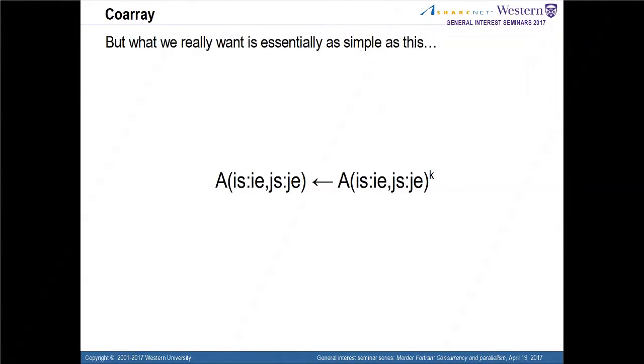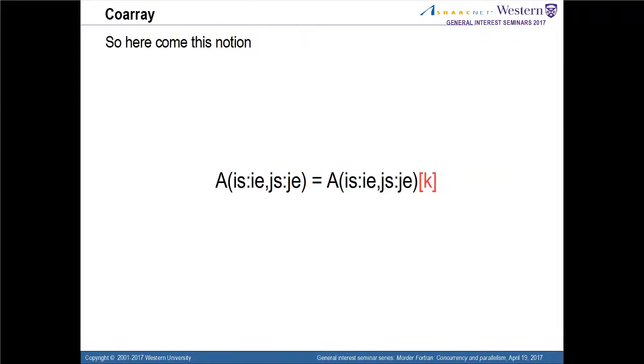But really, mathematically, all we want to do is as simple as this. I just want to have the data held on process K and copy it over. This is exactly what we want. I don't want to know message passing. I don't want to know how to use those function calls. So here comes this notion in modern Fortran.